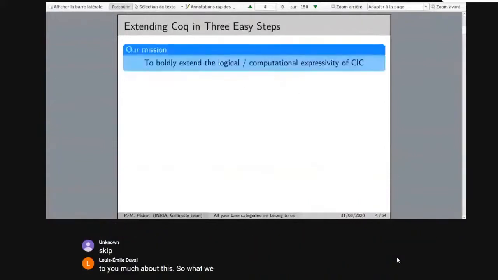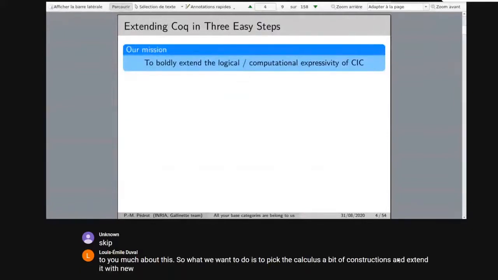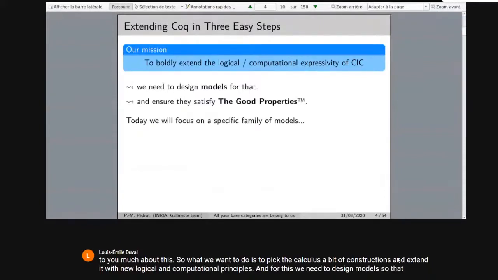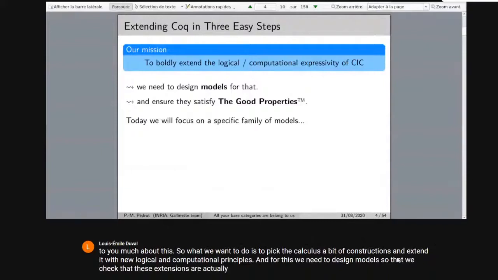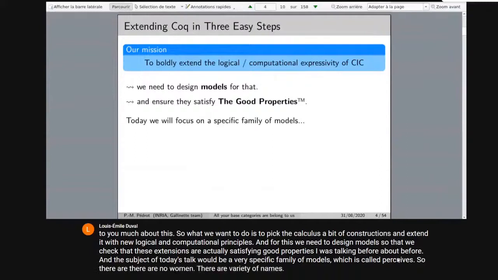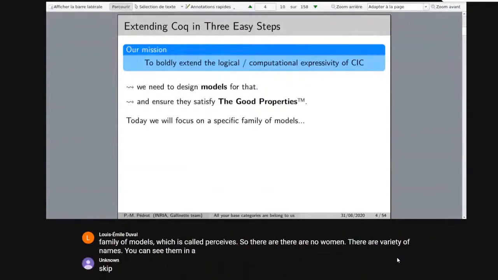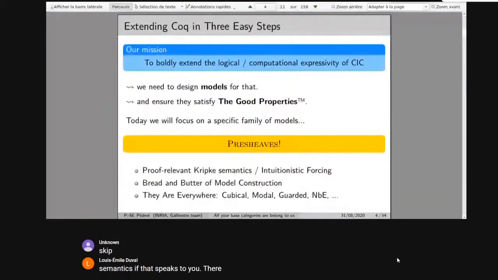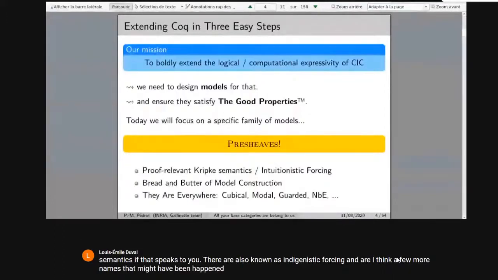So what we want to do is to pick the Calculus of Inductive Constructions and extend it with new logical and computational principles. And for this, we need to design models so that we check that these extensions actually satisfy the good properties I was talking about before. The subject of today's talk is a very specific family of models, which is called presheaves. They are known under a variety of names. You can see them as some kind of proof-relevant Kripke semantics, if that speaks to you. They are also known as intuitionistic forcing, and there are a few more names that you might have been acquainted with, which I'm not going to mention here.